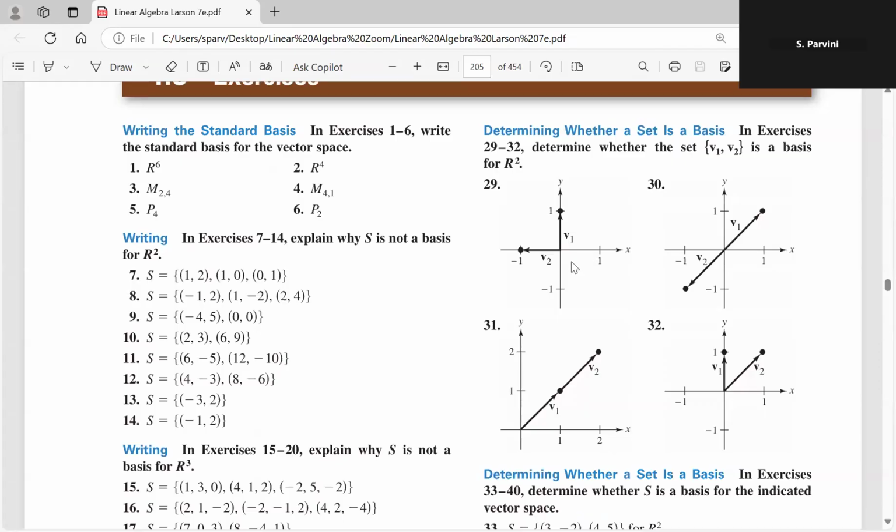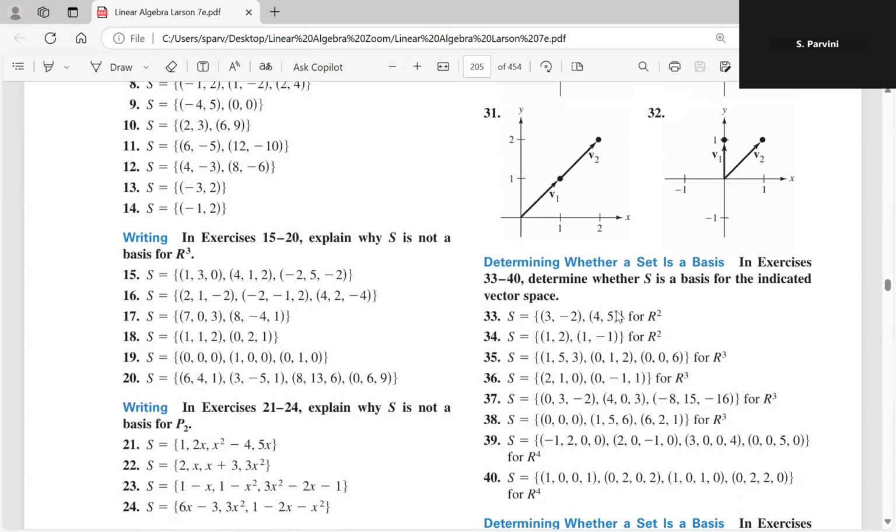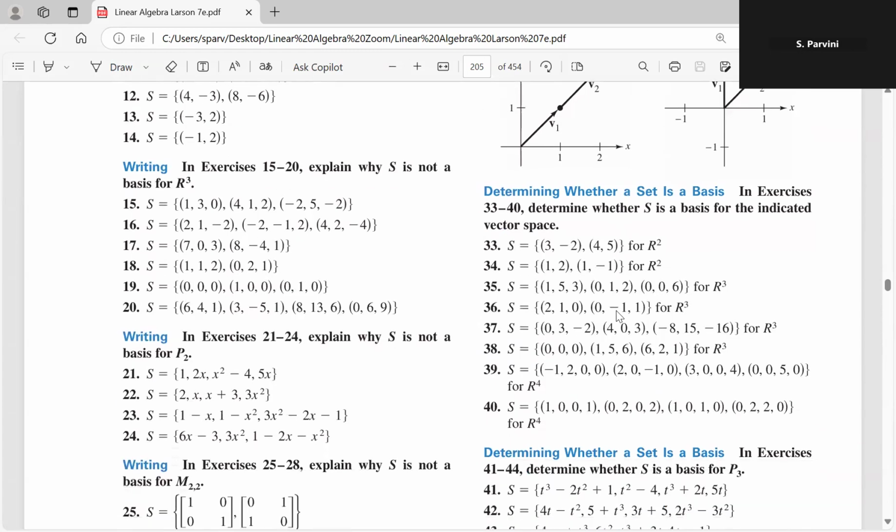So 29 is indeed a basis, right? And 32, they're linearly independent, is a basis. These two, 30 and 31, are not, because they're collinear. Same direction, and number 30 goes opposite direction. That was easy. Okay, now let's take a look at something from this segment.